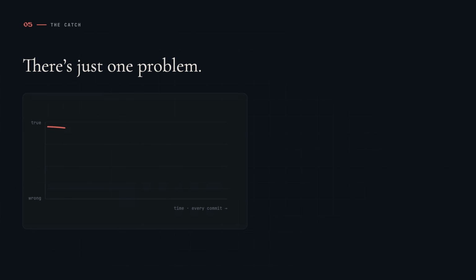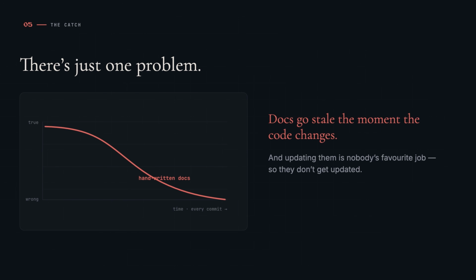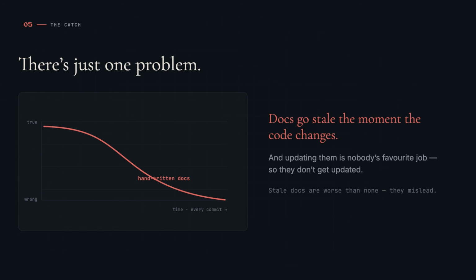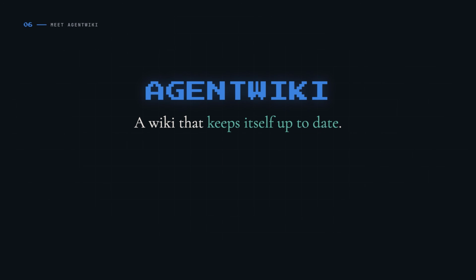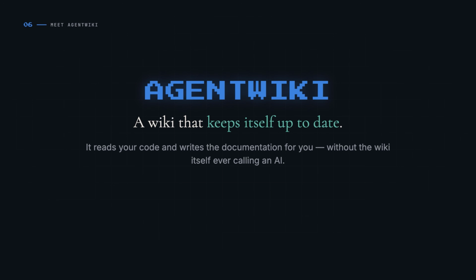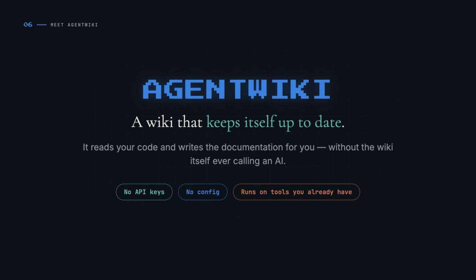Here's the problem. Documentation goes stale, fast, and asking an AI to write your docs sounds great until you're paying for every token, and the output is full of hallucinations. There had to be a better way. That's where AgentWiki comes in. No API keys, no config, no new tools to learn. It runs on the tools you already have and keeps your docs in sync automatically.